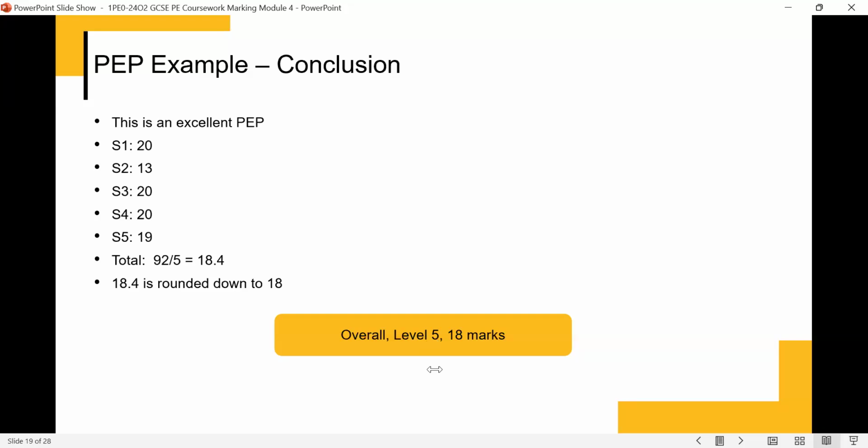So overall, this was an excellent PEP. The marks from each strand are added together to get 92, and we divide this by 5 with an 18.4 average. This is then rounded down to give a total mark awarded for this PEP of 18.